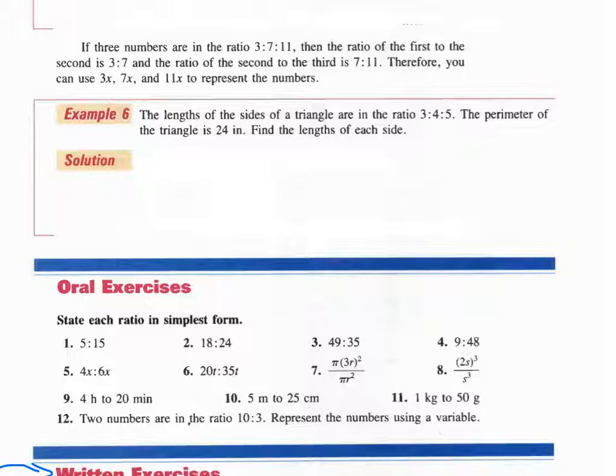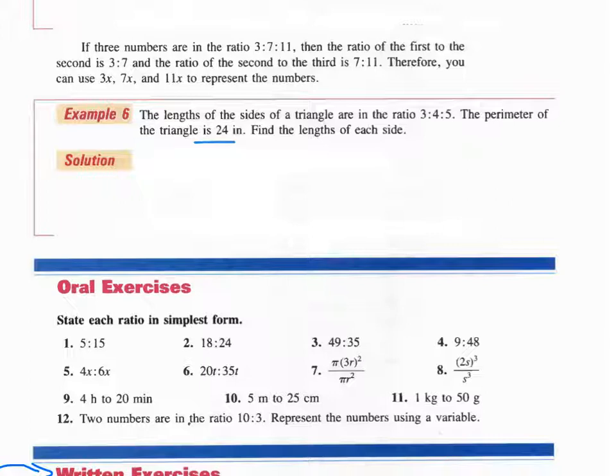geometry. Here they're telling us the lengths of the sides of a triangle are in a ratio of 3 to 4 to 5. It says the perimeter of the triangle is 24. Remember, perimeter means you add up all the sides. It wants us to find the lengths of each side.